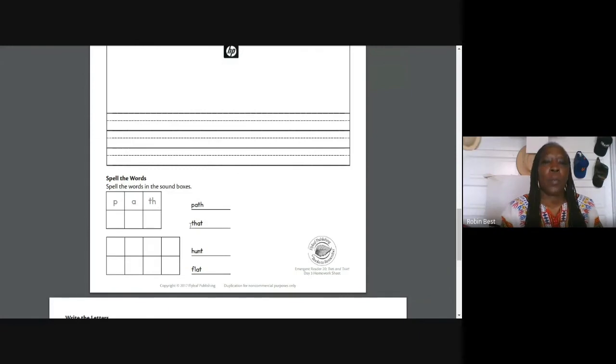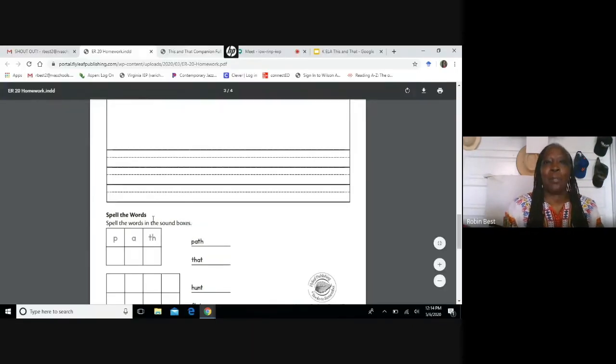Can you help me with the word that? How would I write that? In my sound box, I would have what? TH, very good, makes one sound. Then A, T. That. Awesome job, Ready Readers.